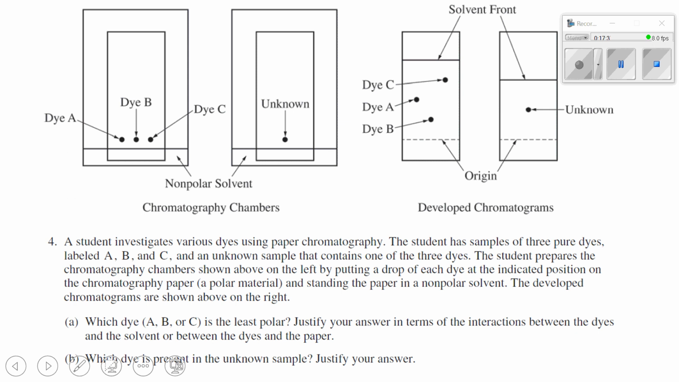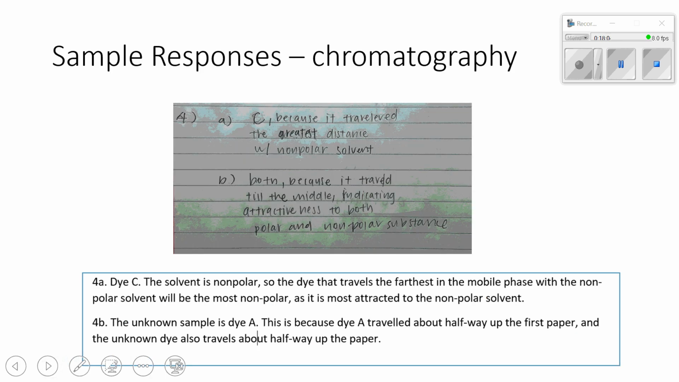And then the last question on here was a chromatography question. So we've got a chromatography chamber. Whenever you see a chromatography question, always pay attention to what the solvent is here, because the way you interpret the data is going to be different if your solvent is polar than if it is nonpolar. So the first question says, which dye is the least polar? And justify your answers in terms of interactions between the dyes and the solvents.